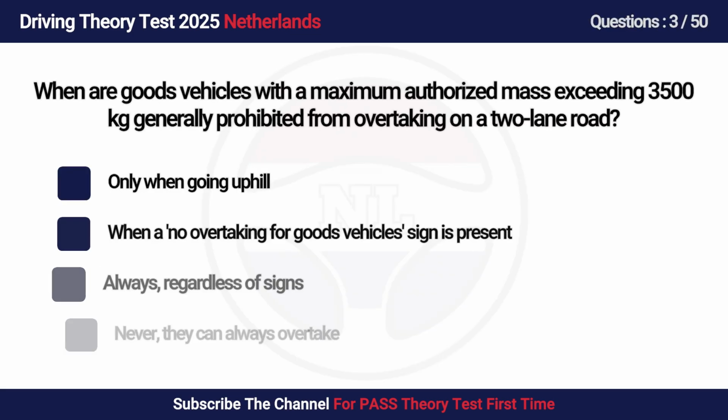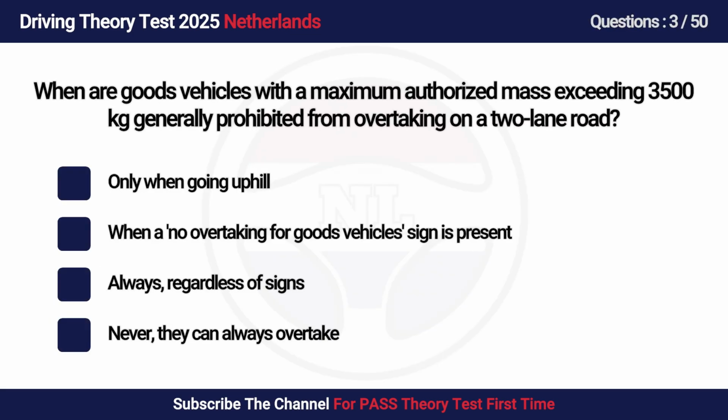Question 3. When are goods vehicles with a maximum authorized mass exceeding 3,500 kg generally prohibited from overtaking on a road? A. Only when going uphill. B. When a no overtaking for goods vehicles sign is present. C. Always, regardless of signs. D. Never, they can always overtake.